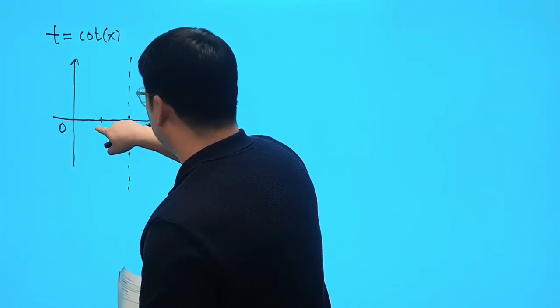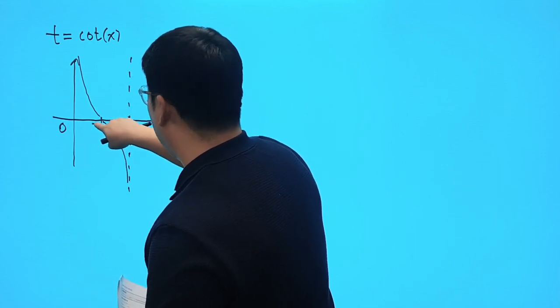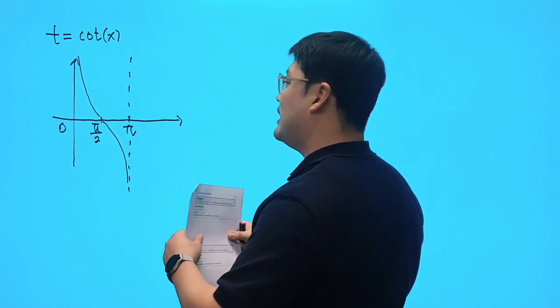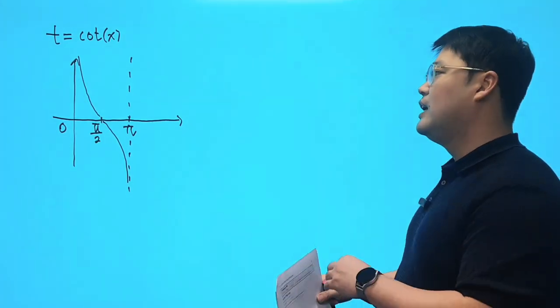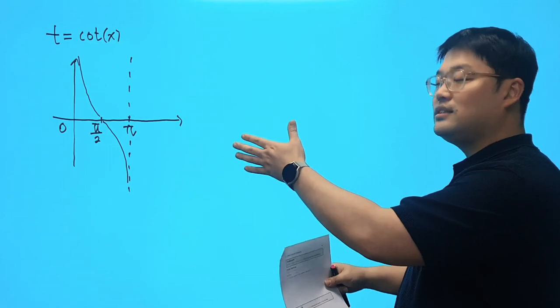You can tell that this is going to fall with the slope of -1 at that moment at pi over 2. And this is a nice looking function. It's a decreasing function. It's well defined for 0 to pi, not inclusive. So yeah, this is well defined.